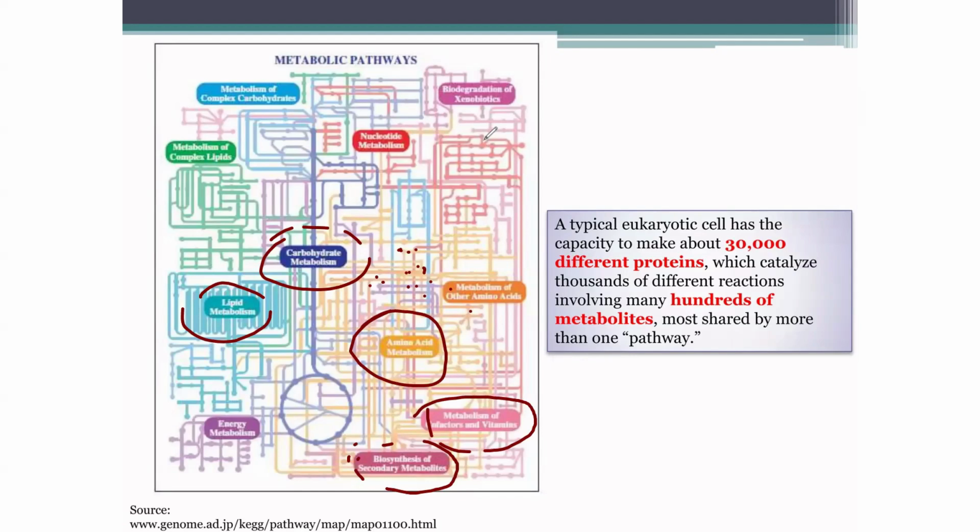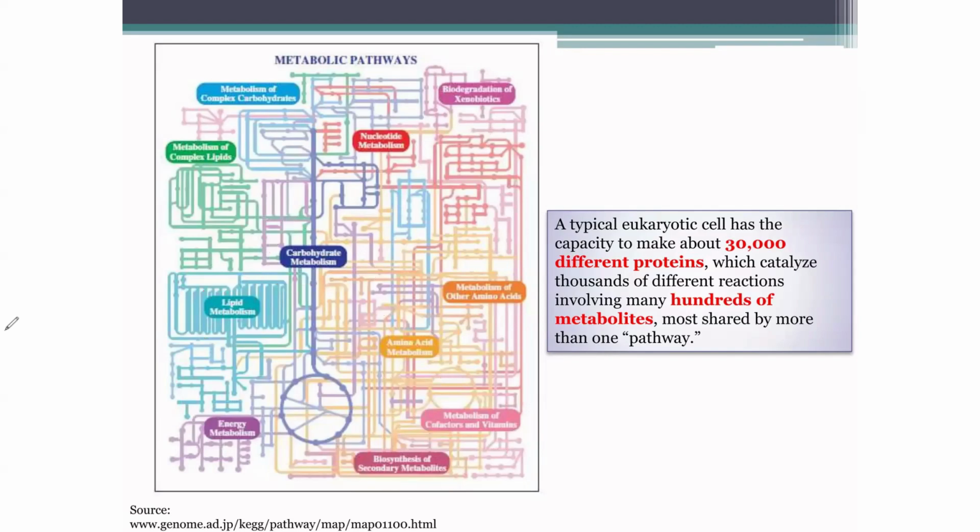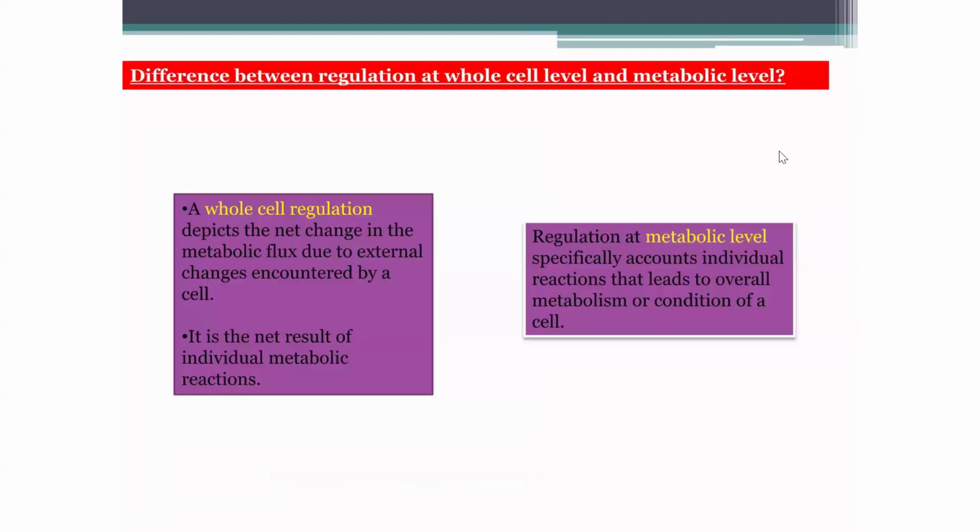So there are thousands of reactions, because even within carbohydrate metabolism there are so many pathways. There are thousands of reactions catalyzing different types of reactions in the living system. And at the same time, these enzymes or proteins that are generated are important in regulating the metabolic pathway. Okay, so now, the difference between regulation at the whole cell level and at the metabolic level.